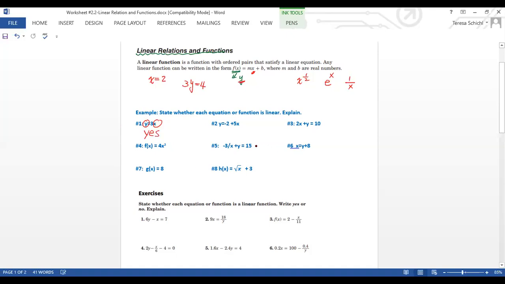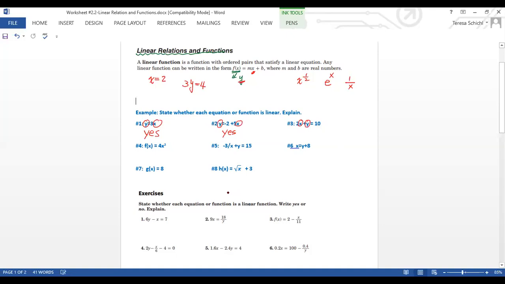Now the second one: y equal to -2 plus 5x. Let's circle the y and the x. Are they by themselves? Yes, they don't have any square roots, exponents, or denominators, just some constants, and that's fine. So is this a linear function? Yes. How about this one: 2x plus y equal to 10. It doesn't matter which side of the equal sign x and y are on. So this is 2x plus y. Let's just circle x and y.